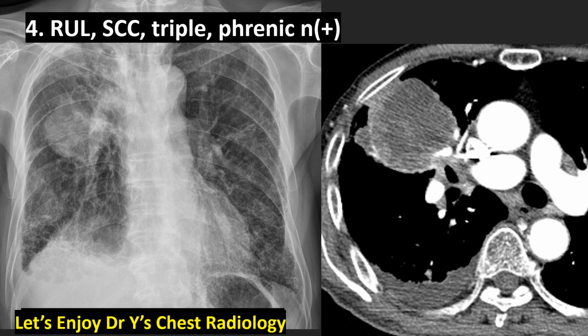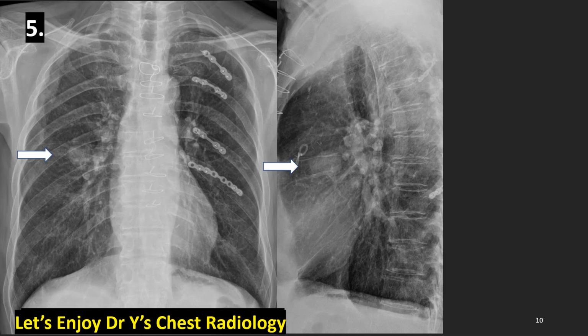The axial contrast enhanced CT confirms us that the tumor is in right upper lobe location in large size with pleural effusion. How about this fifth case? The arrow indicates a mass slightly bigger than 3 cm in diameter just below the minor fissure.